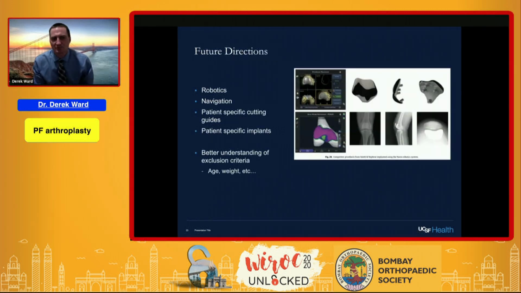Future directions include robotics, navigation, and patient-specific cutting guides. However, none of these things have been shown to make a big difference at this point. I also think there will be a better understanding of specific exclusion criteria in the future.